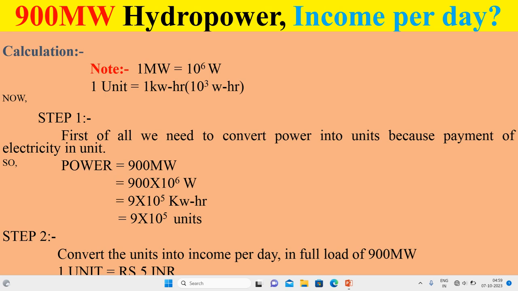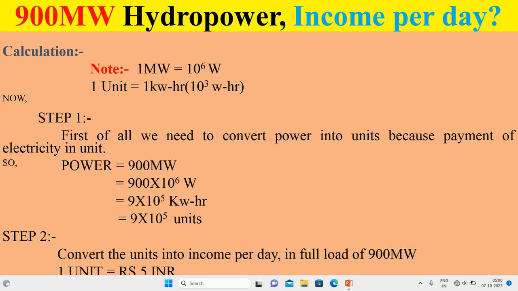So this is what I have written here. It should be 10 to the power 8, meaning 9 into 10 to the power 8 watt. But you know that 1 kilowatt equals 10 to the power 3, so it gets cancelled. 8 minus 3 will be 5. So the unit is 9 into 10 to the power 5 units.